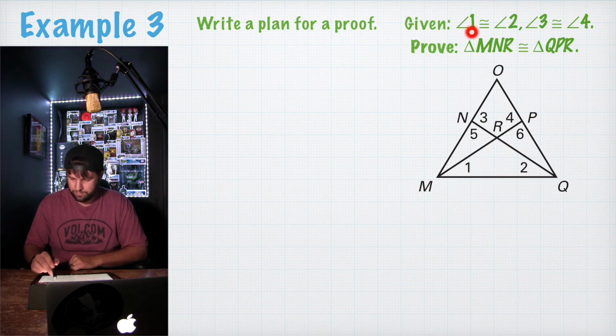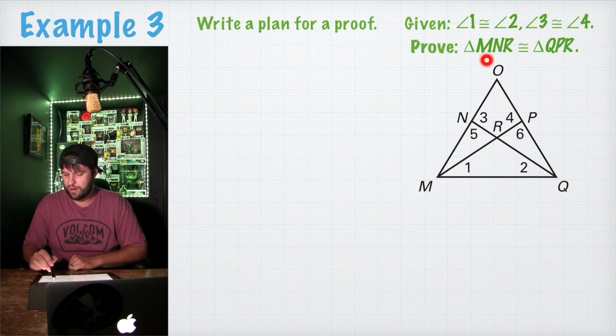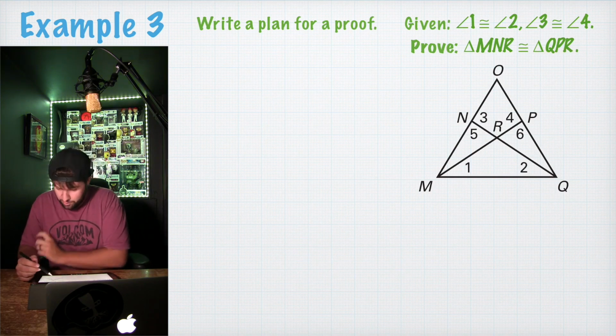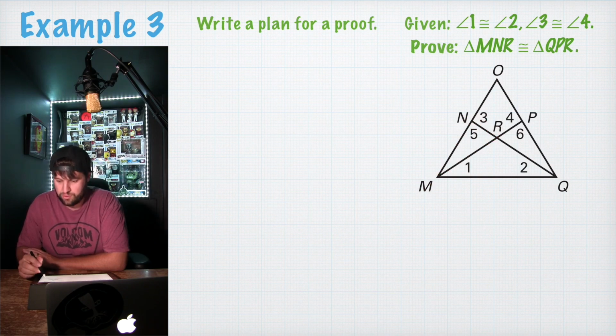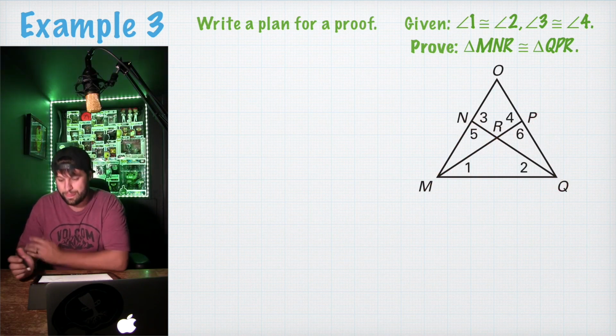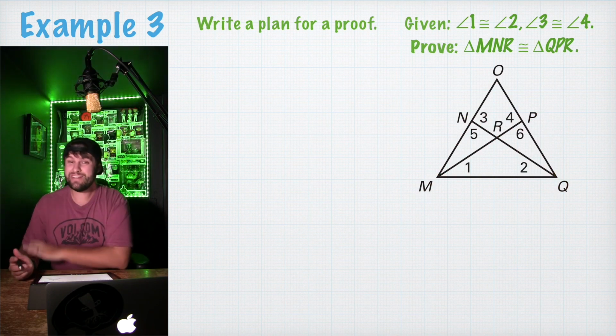Given that angle 1 is congruent to angle 2 and 3 is congruent to angle 4, they want us to prove that triangle MNR is congruent to triangle QPR. Okay? So we want to prove MNR, this little triangle right here, is congruent to QPR, this little triangle right here. And this one is going to be a shocker for you.